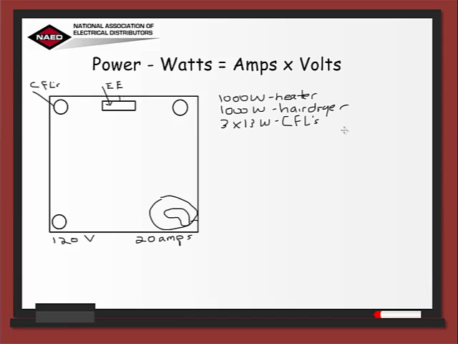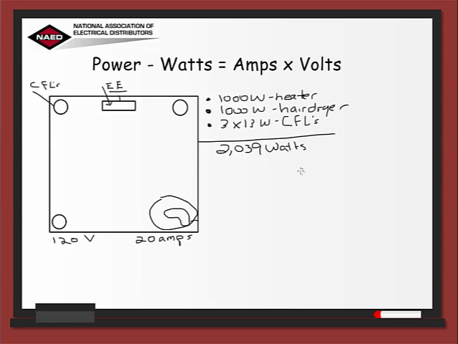So let's do the math again by adding these up. We have the energy efficient heater at 1,000 watts, a 1,000 watt hair dryer, and then the 3 13 watt CFLs. So if we add that up, the power usage is now 2,039 watts of power.